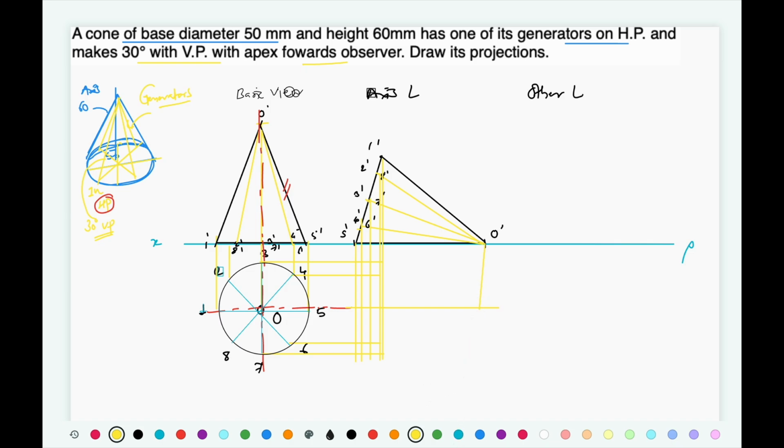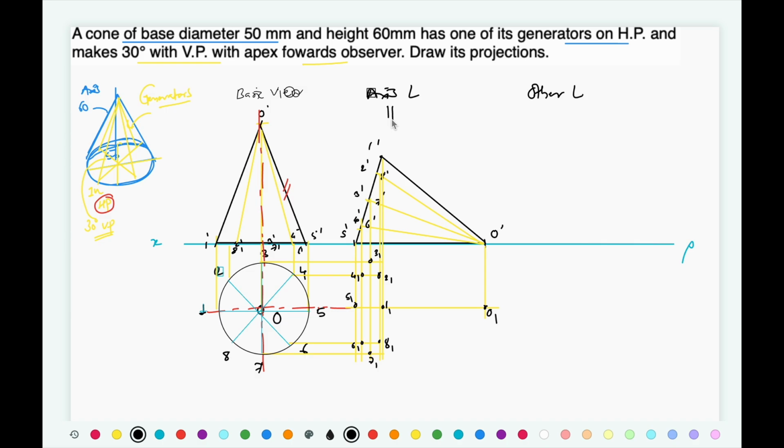And now connect the respective points. So let's say this is 1 1, this is 2 1, 3 1, 4 1, 5 1, 6 1, 7 1 and 8 1, and this one is O1.